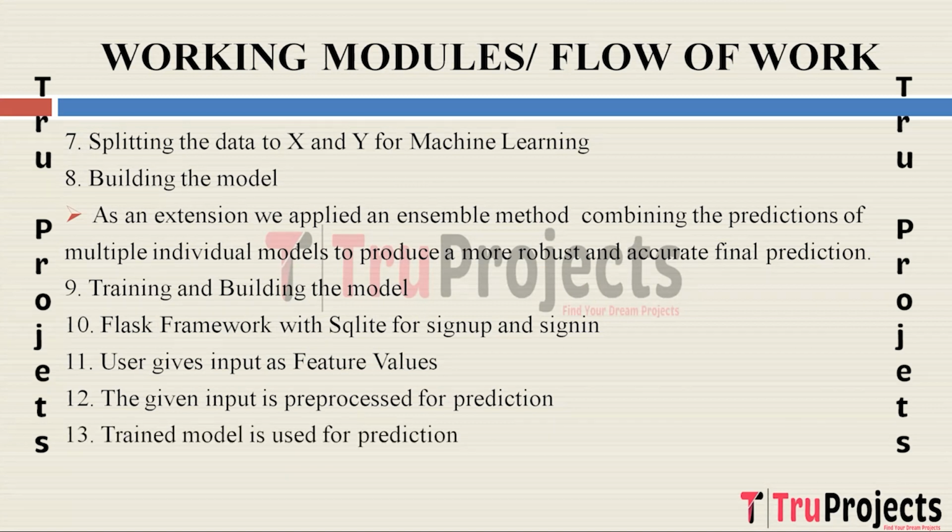Trained model is used for prediction. The machine learning or deep learning models trained in earlier steps are utilized to make predictions based on the pre-processed user input. These models have learned to identify patterns of network attacks.